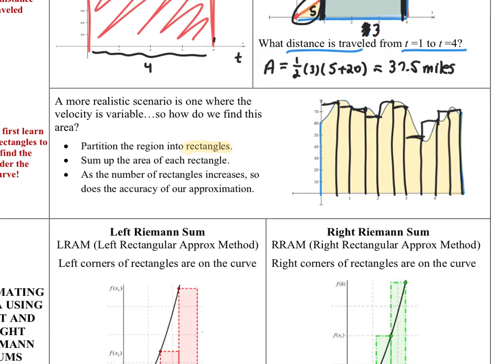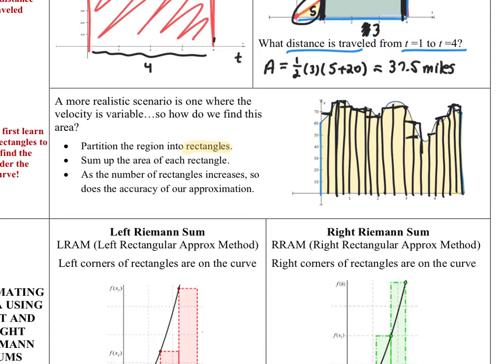And again, I could easily find the area of each one of these rectangles, add them all together, and it would be an even better approximation. But why stop at 10? We could split this into 20 rectangles. And you can see by doing this, I get an even better approximation.